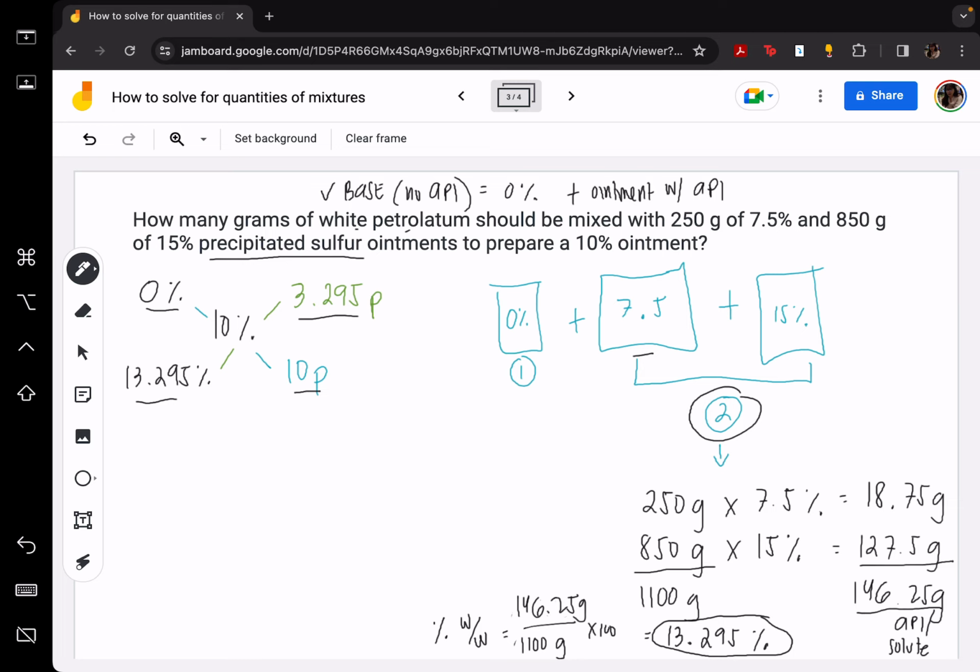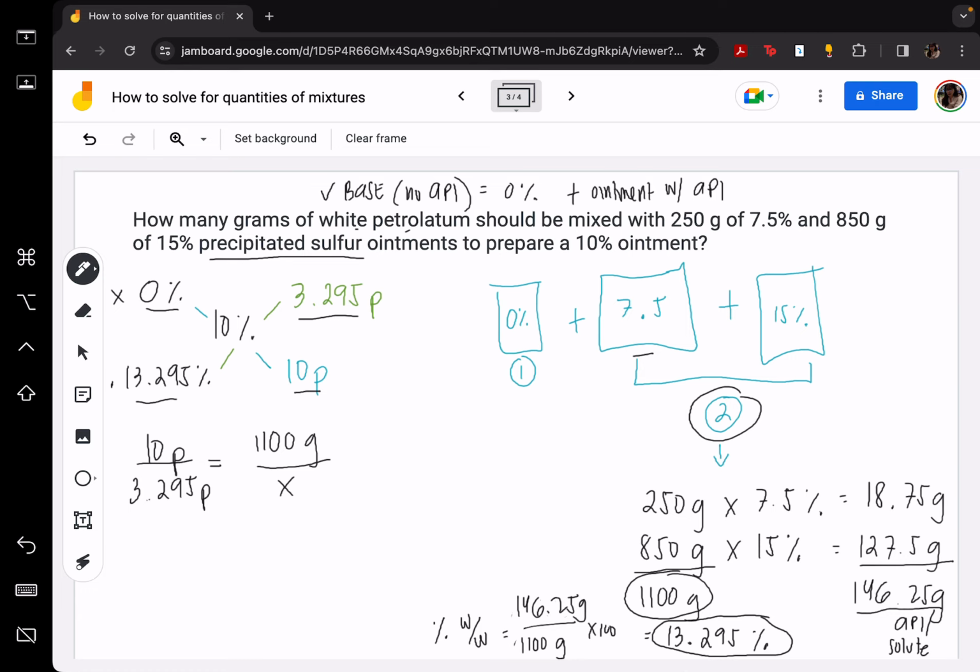Okay, so that means again, your 0% is represented by this, and your 13.295 is represented by this much parts. Okay, at this point, what is known to you is your 13.295 in terms of quantity. Remember, your 0 is still x. This one is already given. You already know this. This is 1,100 grams, right? So now you can simply, oh, if 10 parts is 1,100 grams, then my 3.295 parts is my x.